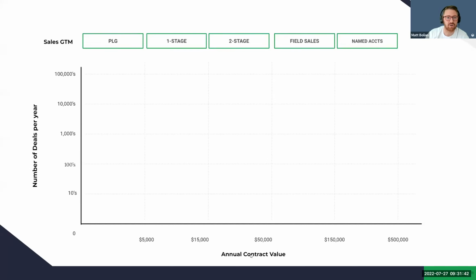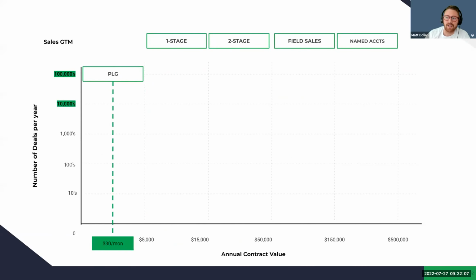We have a graph. This graph is allowing us to think about the number of deals on the vertical or y-axis, and on the x-axis, or horizontal axis, the annual contract value. So we begin to see, hey, what sales go-to-market motion best aligns with the business model that I'm running. So here's an example. PLG, you have hundreds of thousands of individual sales happening on the left, to tens of thousands, and you have a very low contract value, maybe $30 a month, which is $360 a year. And so you just have to get lots of users.